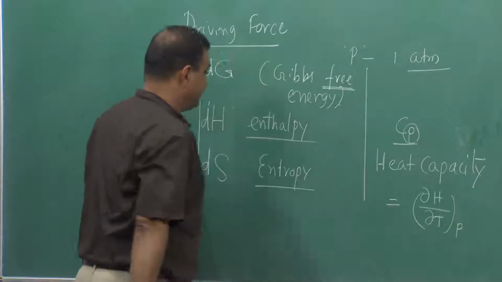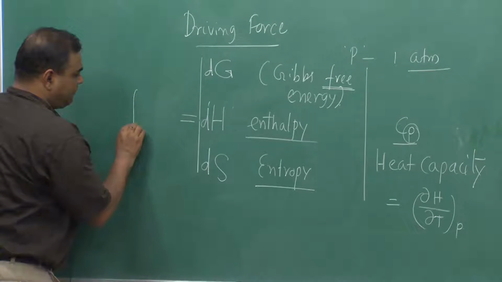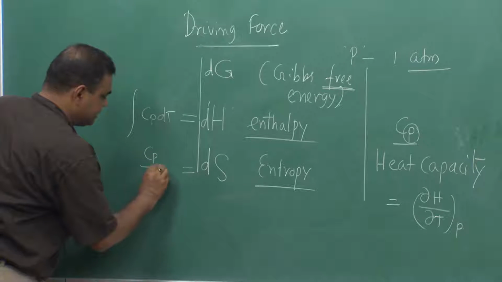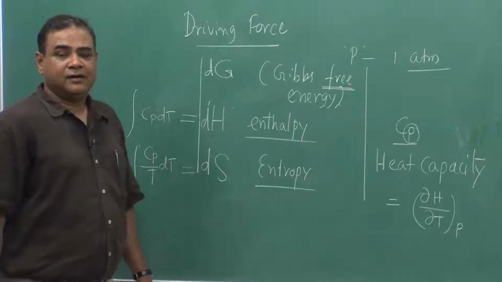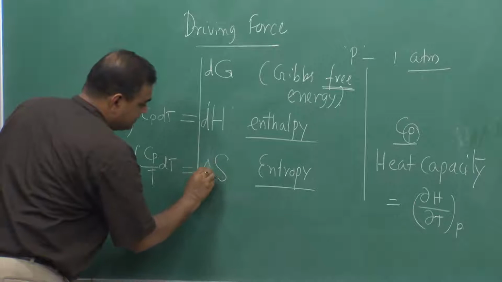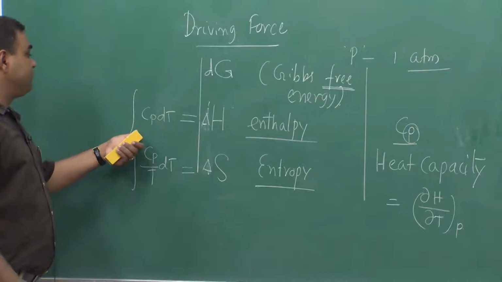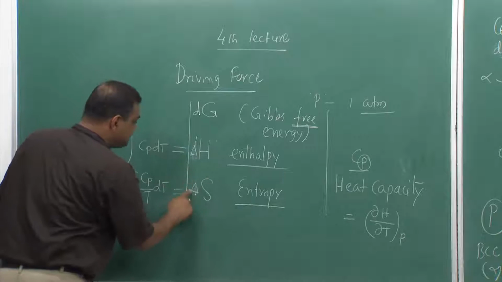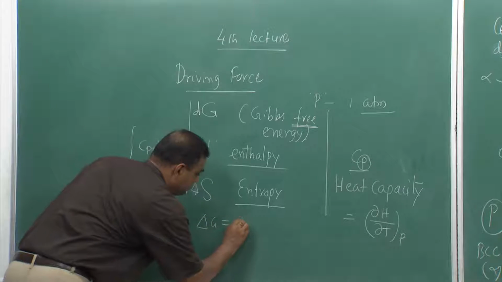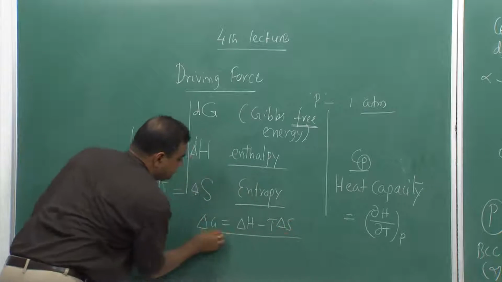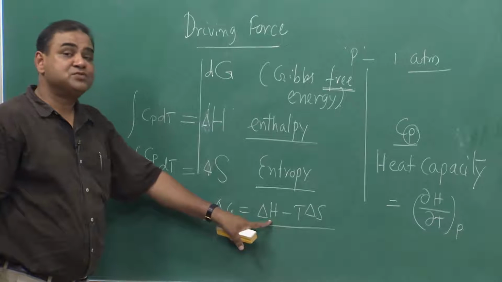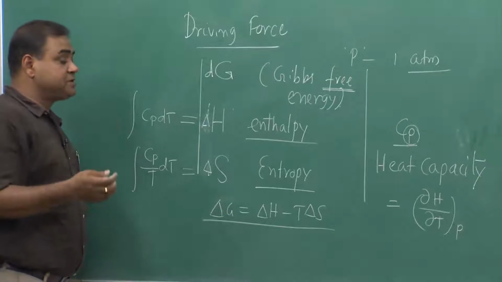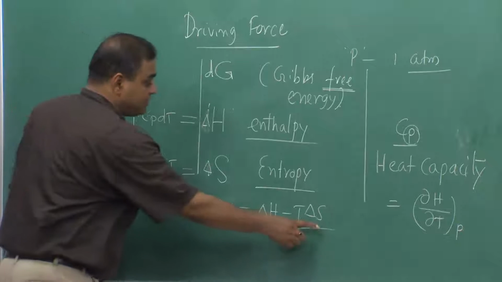So, from this relation we can find out Cp dT, and we can find out Cp/T dT. Whenever we integrate, it is to be a finite quantity. Now, what is the relation? Once we have these two, we can find out delta G from this formula. So, we calculate each one individually, and then finally, at the temperature where we would like to find the change in Gibbs free energy, we just use this formula.